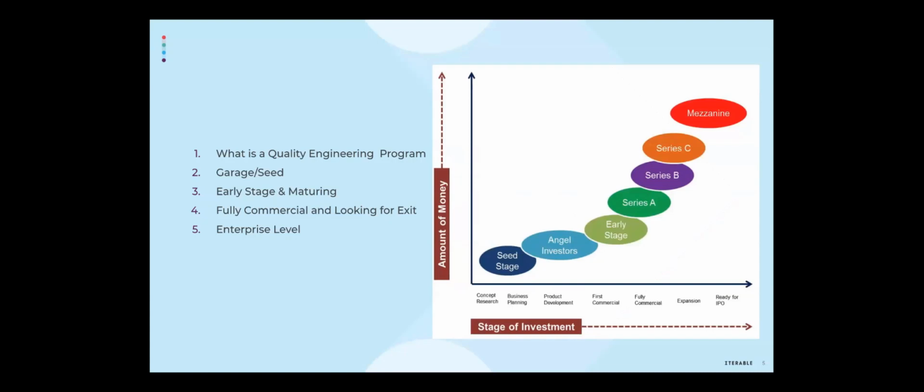We'll start in the bottom left, our garage seed stage, right? These are small companies that are getting up. And then we'll move to our early stage maturing, right? These are our Series A, Series B. You have some success, you're making money, you have a big logo. Then to our Series C's and D's, fully commercial, looking for an exit. And finally, our enterprise level, right? Companies that are public.